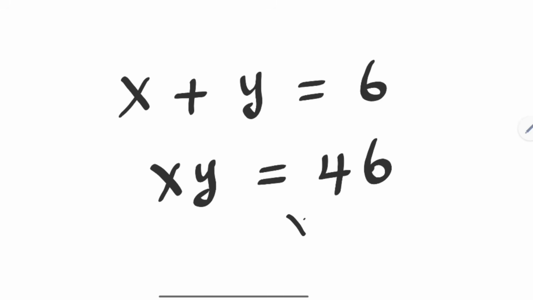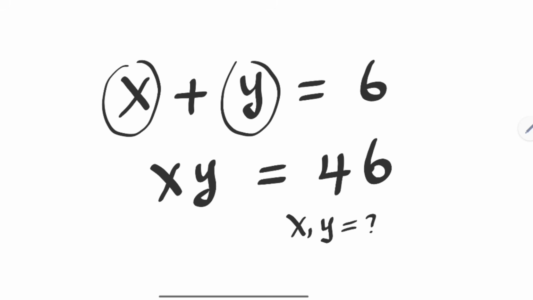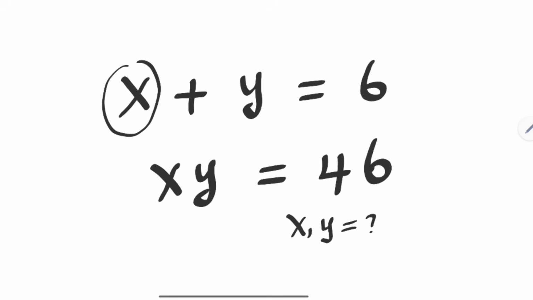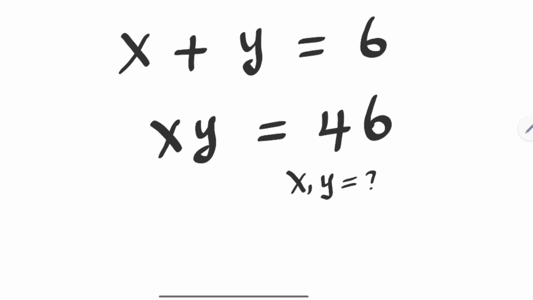Let us solve for x and y. Given x plus y is equal to 6, xy is equal to 46. Here, x plus y is equal to 6. Let us call this equation 1. xy is equal to 46. Let us call this equation 2.